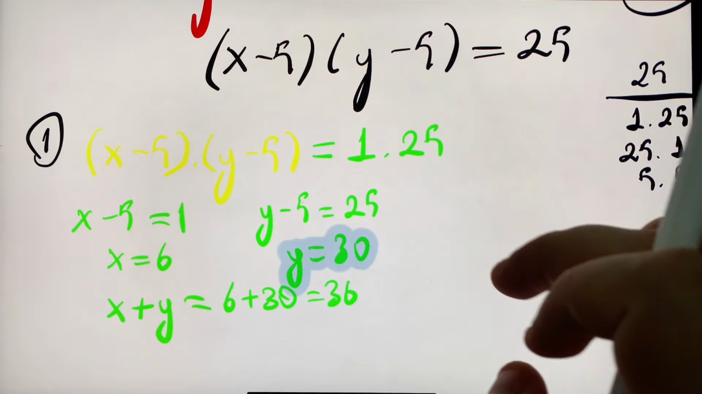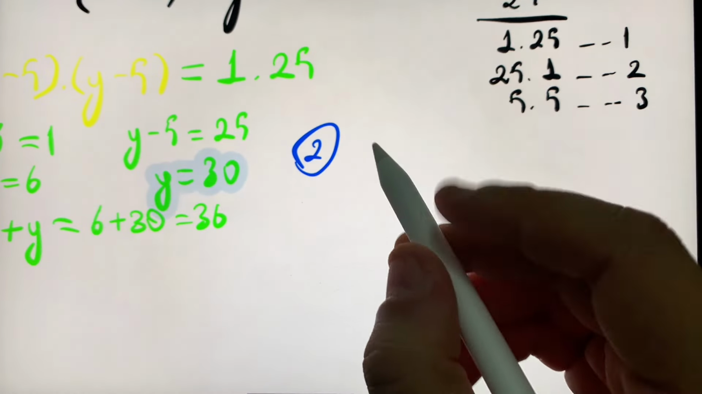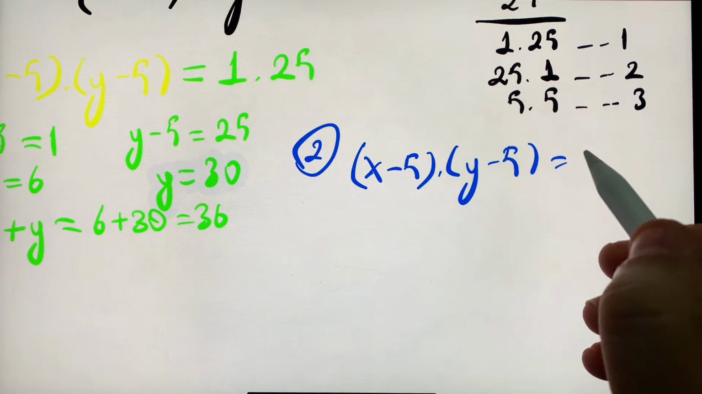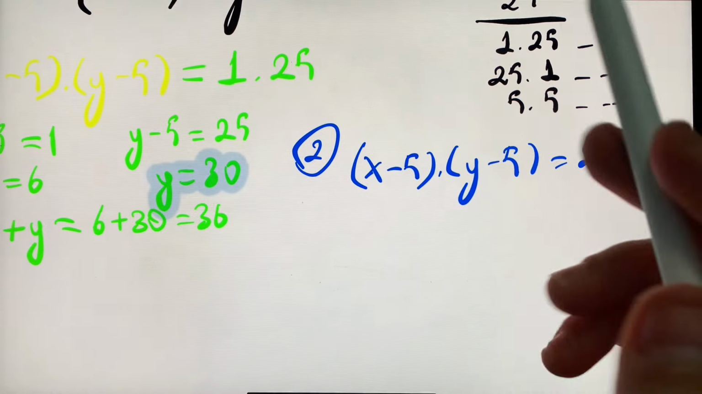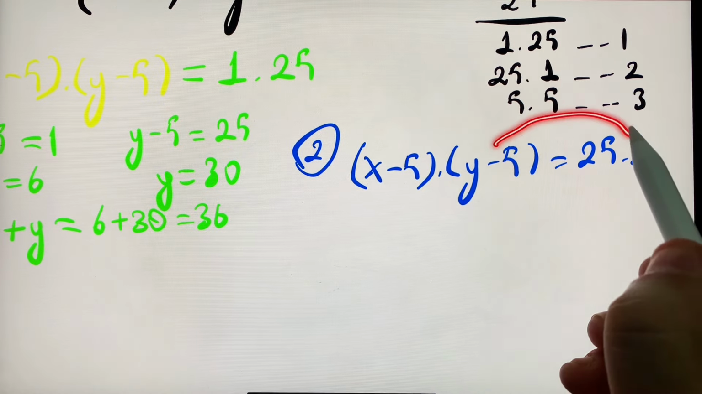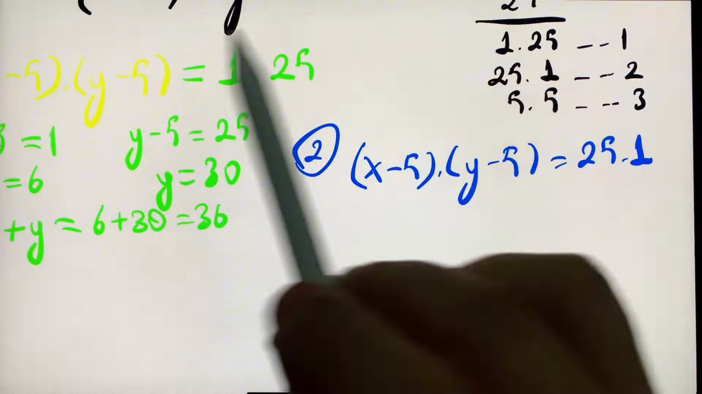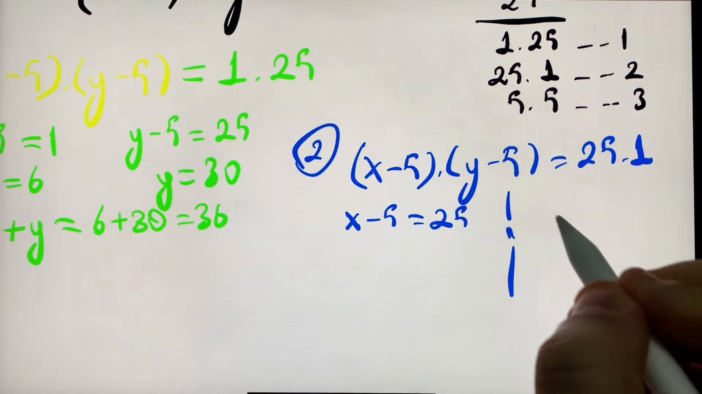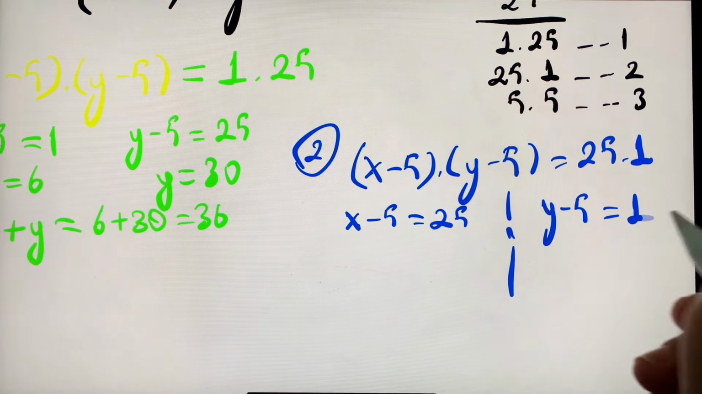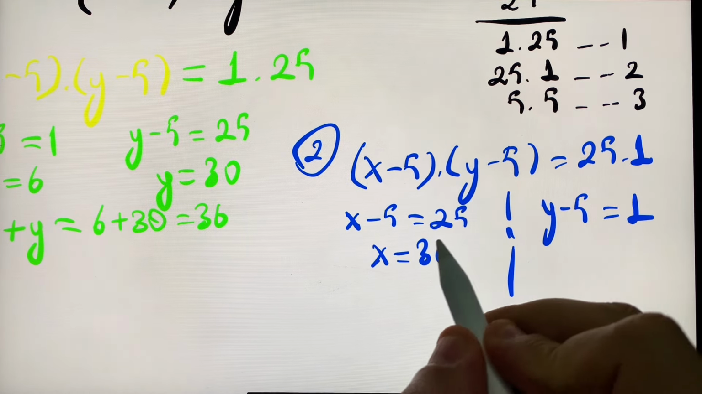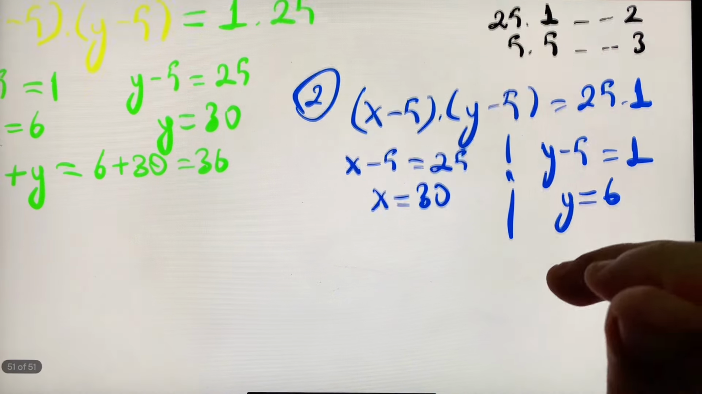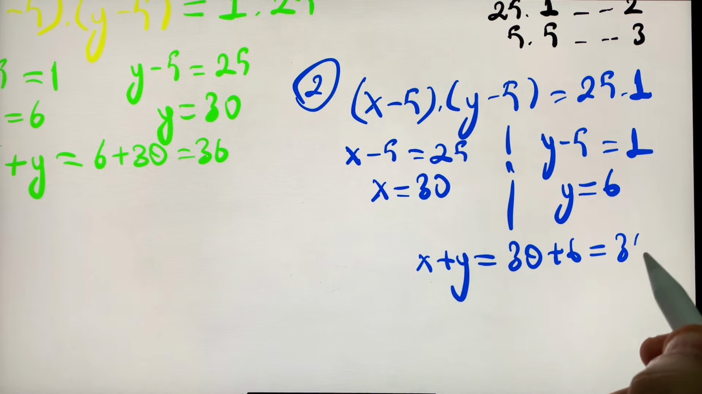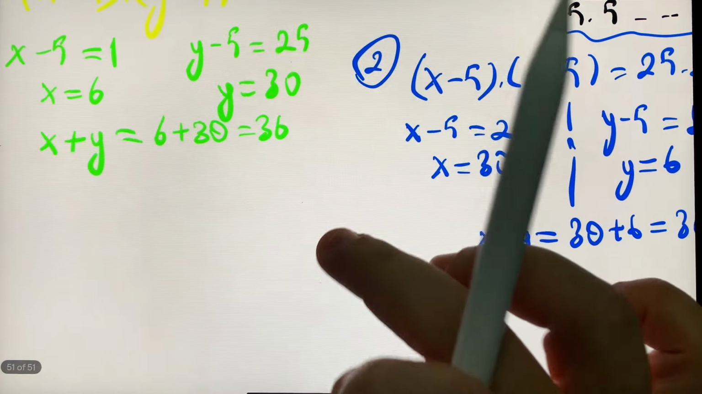Now let's go to the other situation, that is, the second situation. Again, x minus 5 times y minus 5 equals 25 times 1. Look at it with the same logic again. This will be equal to this, and this will be equal to this. I apply them immediately. X minus 5 is 25, and y minus 5 is equal to 1. 30 comes from here, what we call x. The value we call y comes to 6, again because he wants the x plus y sum from us. What will come from 30 plus 6? 36, and finally our third situation remained.